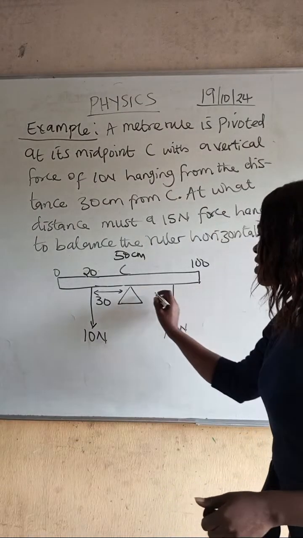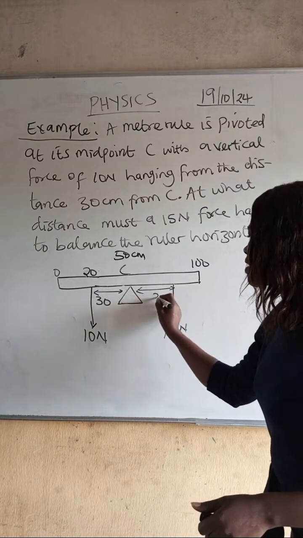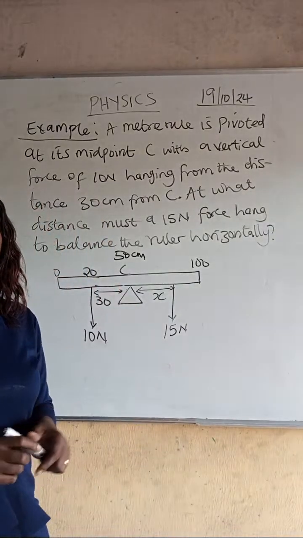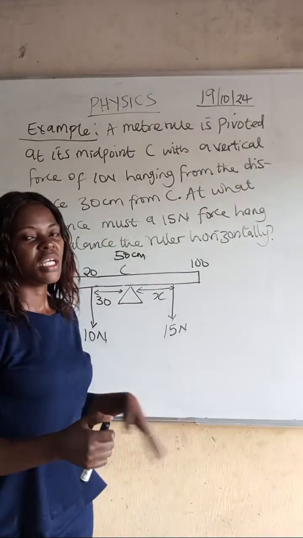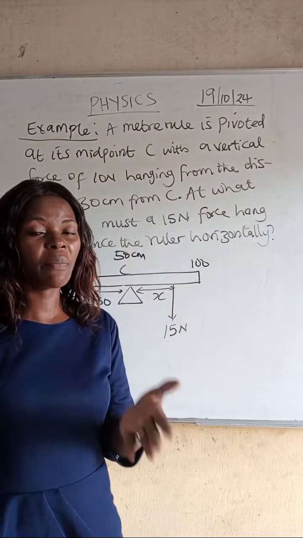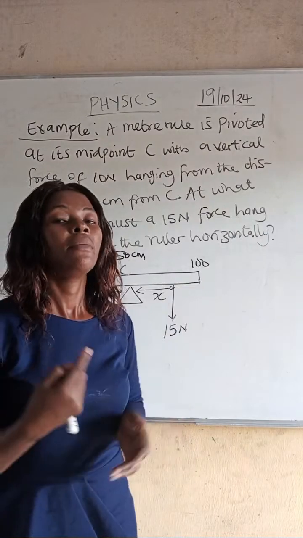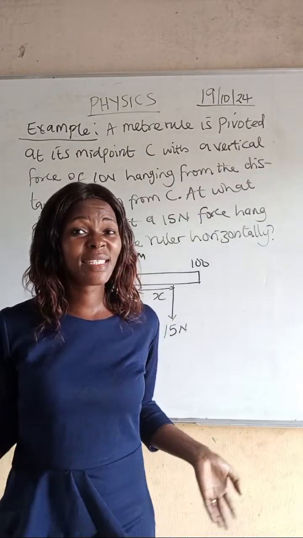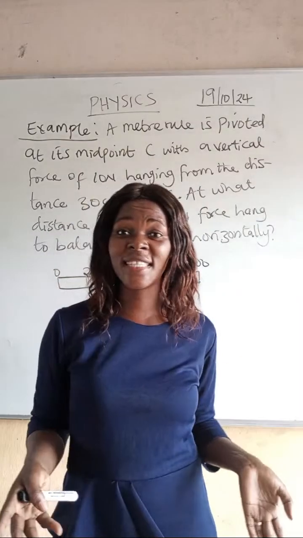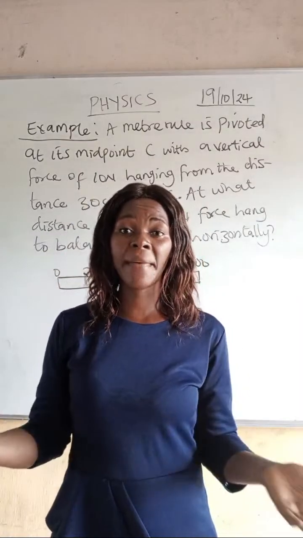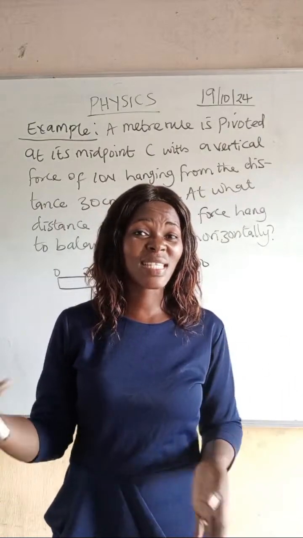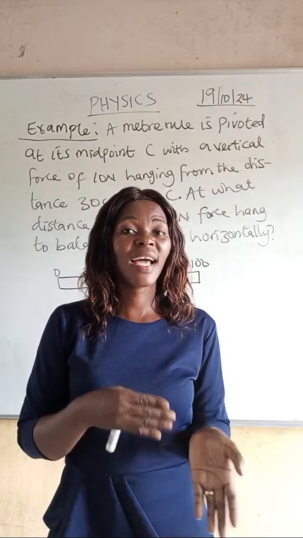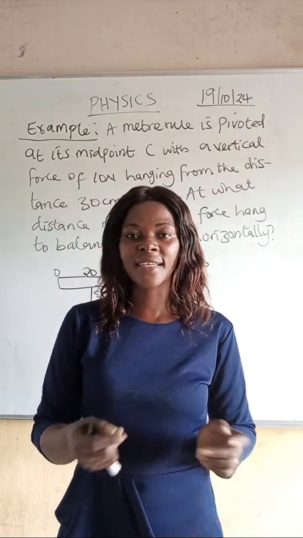This is 15 Newton. The distance is x. So how do we find the distance? But we already have the force. That is where the knowledge of the principle of moments will now come into play, which says that if a body is in equilibrium, then the sum of the clockwise moments, because there can be more than one, is equal to the sum of the anti-clockwise moments at the same point.